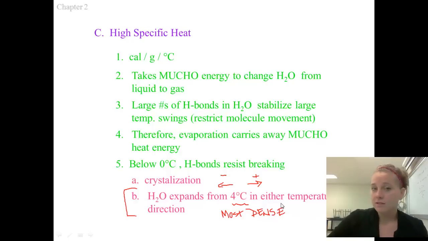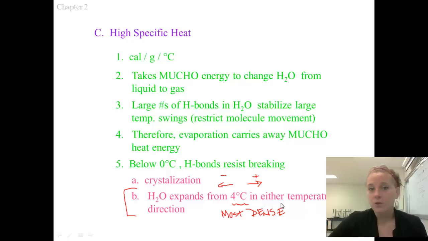If you remember density from last year, it's how much matter you can shove into a particular space. The more matter you have, the more dense it is. So it's mass per unit of volume. Water is at its most dense, its heaviest, at 4 degrees. And this is critical for ponds.